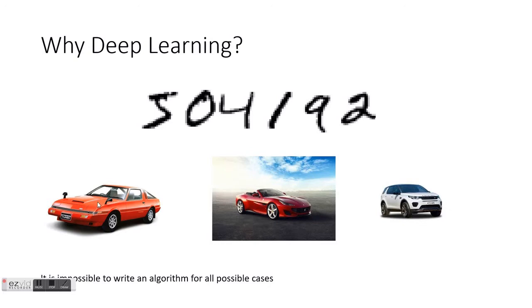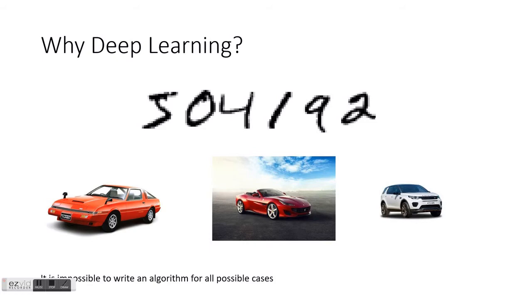Let us look at the picture on the bottom. These are three pictures of cars in slightly different orientations. Again, if you try to write a program that could programmatically identify a car from other images which are not cars, it would be almost impossible, because you can see each of these cars is at a different view and a different perspective, and we could never possibly write a program to take into account all these possibilities. And this is where deep learning comes into play.